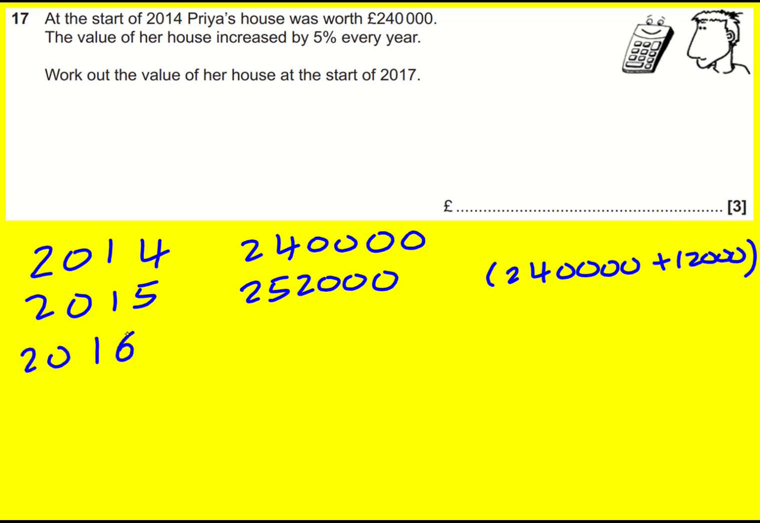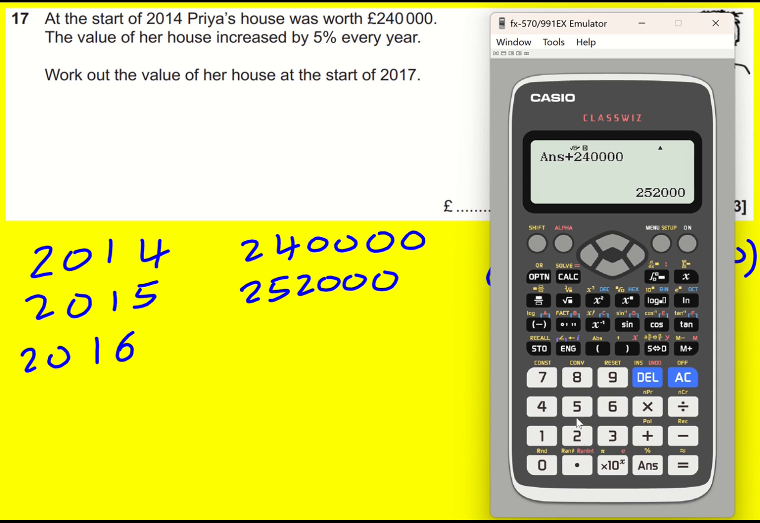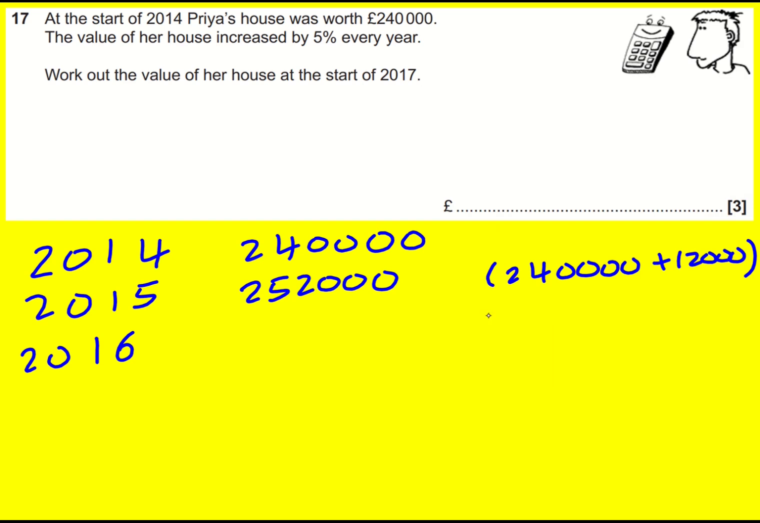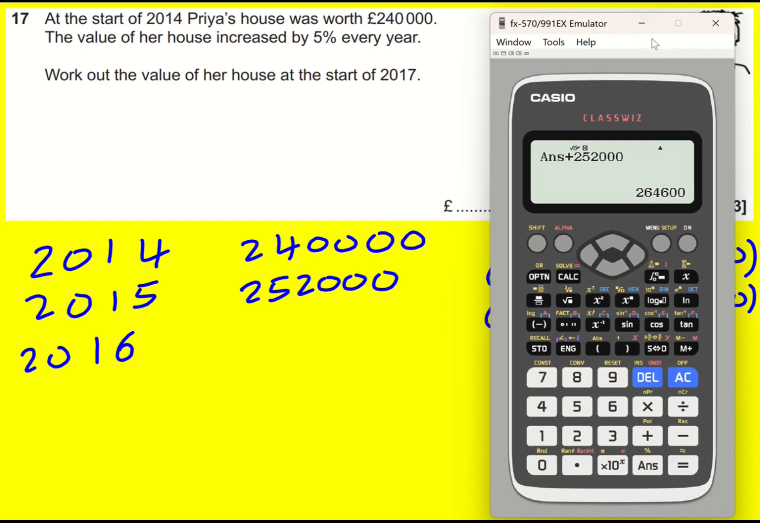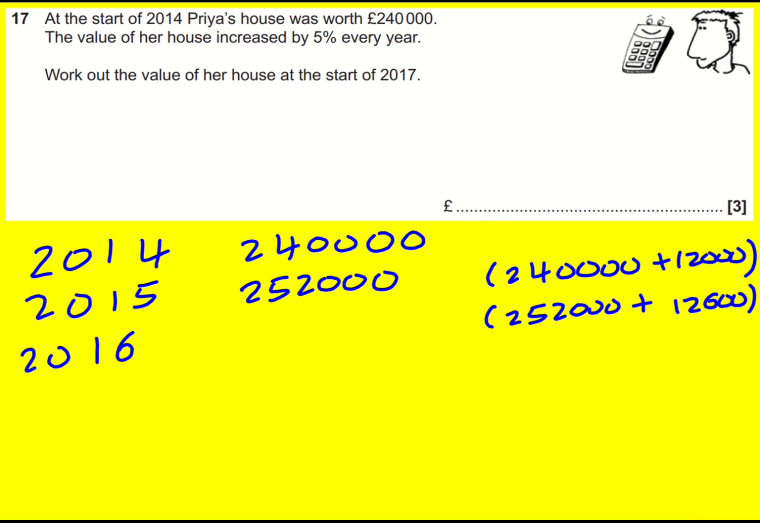And now I'm going to do the same again, but I just need to be careful because now it's going to increase by 5% of this new amount. So 5 divided by 100 times 252,000 is going to be 12,600, and add it on. Let me just write down 12,600 before I forget. So I've got my 252,000, I'm adding on 12,600, and I get 264,600.